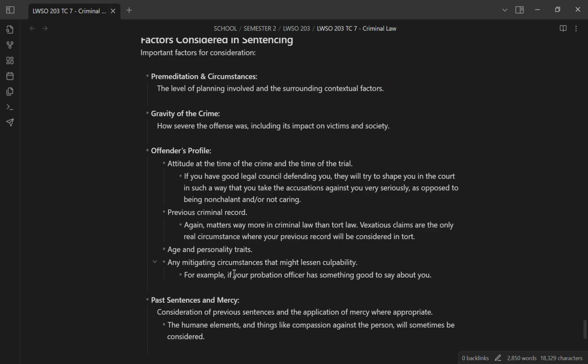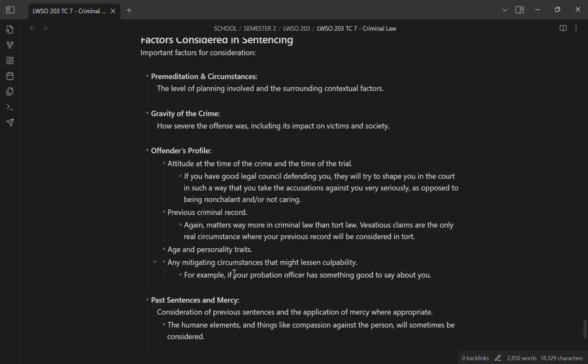We consider a bunch of factors when sentencing. For example, we will consider premeditation, right? The level of planning involved, the gravity of the crime, how severe it is, and the offender's profile in court, right? The attitude at the time of the crime and at the time of the trial. If you have good legal counsel defending you in court, they'll try to shape you in such a way that you take the accusations against you very seriously. You're very serious about the process. You're very remorseful, very serious about the crime, as opposed to being nonchalant or not caring.